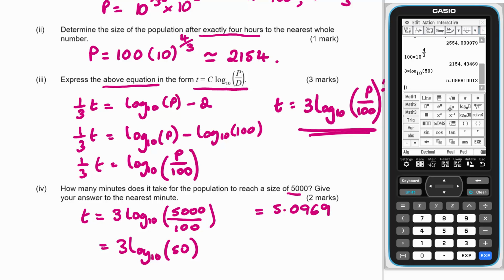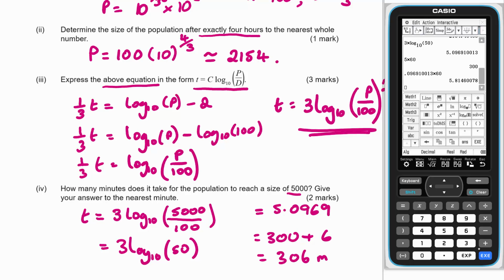Now time was in hours, so 5 times 60 is 300, and then we've got the 0.069. If we times that by 60, that's 5.81, so we'll say 6. So we'll say it's about 306 minutes.